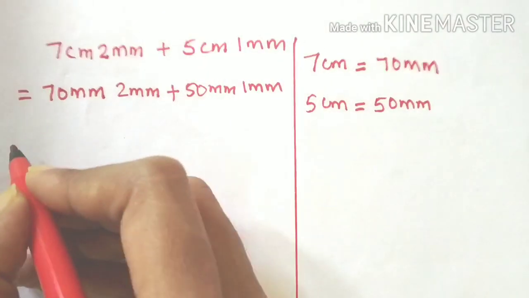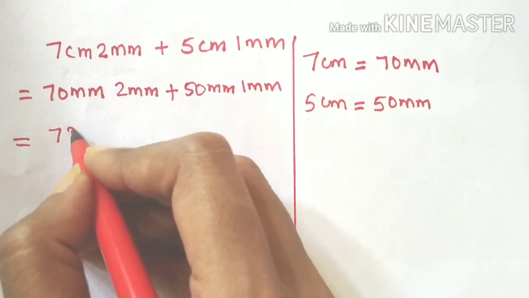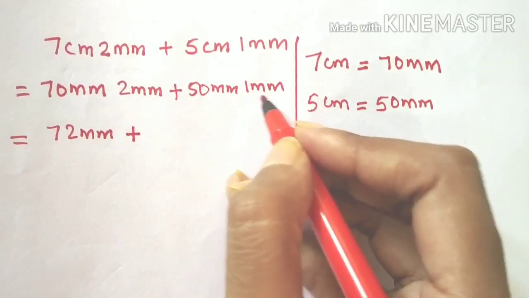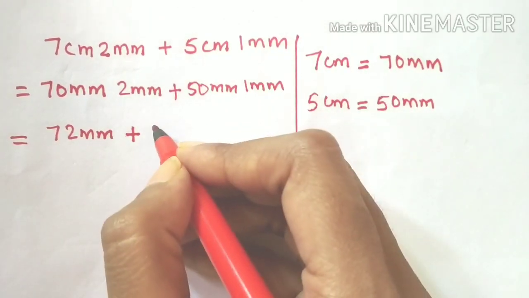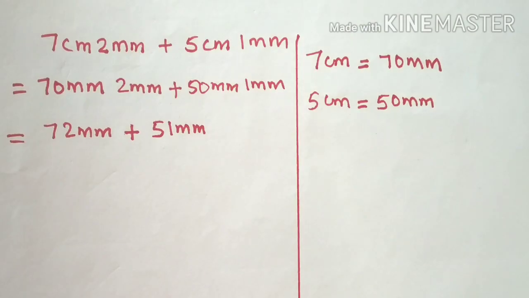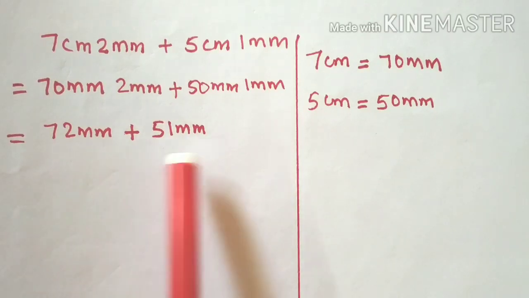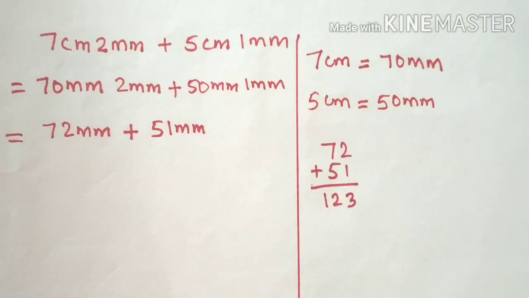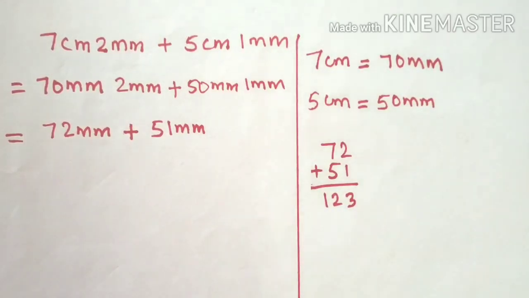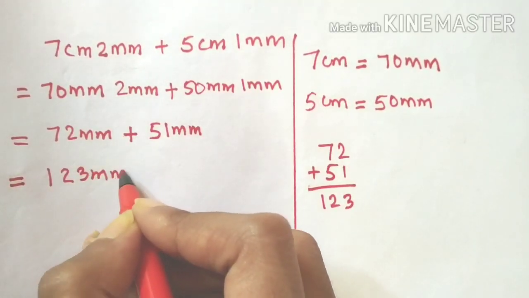Now, in the next step, 70 millimeters and 2 millimeters can be written as 72 millimeters, and 50 millimeters and 1 millimeter can be written as 51 millimeters. Now since both the lengths are in millimeters, we can add them. Now when we add 72 and 51, we get 123. So we will write 123 millimeters.